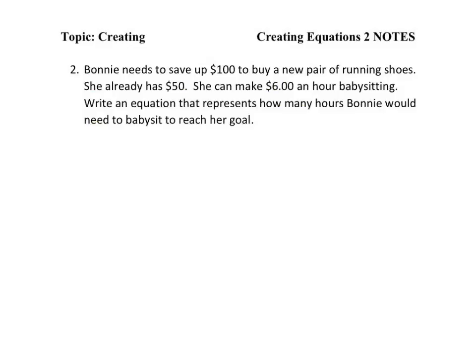Example 2. Bonnie needs to save up $100 to buy a new pair of running shoes. She already has $50. She can make $6 an hour babysitting. Write an equation that represents how many hours Bonnie would need to babysit to reach her goal. So I'm going to go ahead and highlight the important information. She wants to save $100. She already has $50. And she makes $6 an hour.